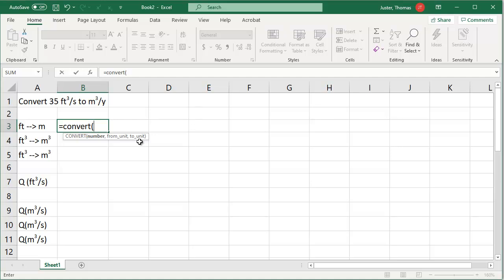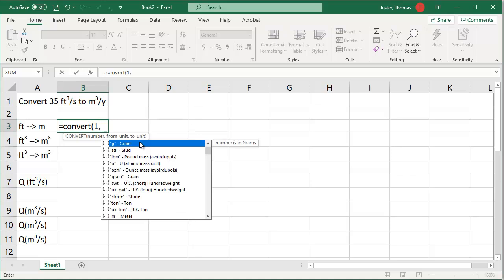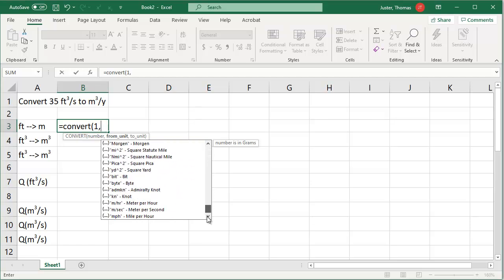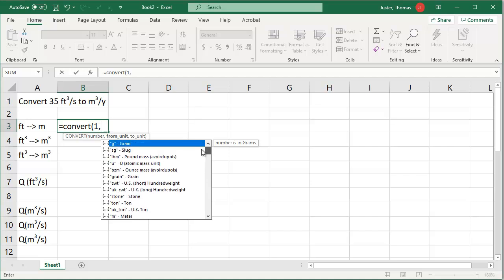Because this is generic, I'm just going to put the number 1. I want to convert 1. And now when it's time to enter the argument for units, it's going to show me all the possible units that it knows. It's really cool. This includes degrees, feet, length, time, volume. In this case, we want feet, and feet is in here somewhere. There it is. There are some lengths right there, feet.